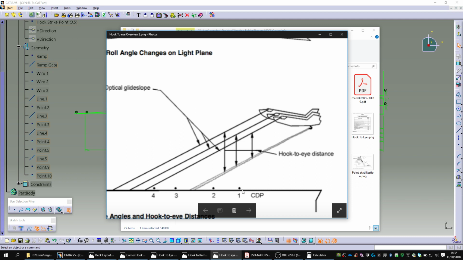Same thing for number 1. If the hook just happens to catch number 1 late, where does the optical glide slope come down from there? We're going to drive all that stuff and see if we can make more sense of this, and get a good understanding of what we have to do when we fly down that window.